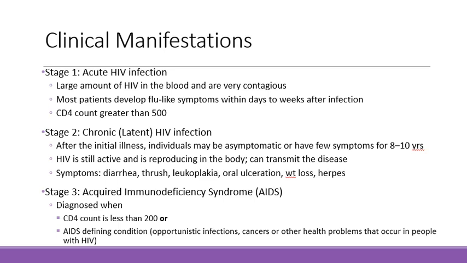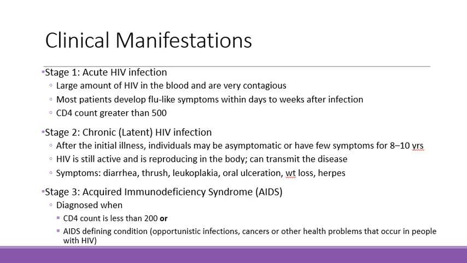Now, stage 3 is defined as acquired immunodeficiency syndrome, or AIDS. It is diagnosed when your CD4 count is less than 200 or you have an AIDS-defining condition. And these are opportunistic infections, cancers, or other health problems that occur in patients with HIV. So these are things that people with healthy immune systems do not get, and we see more in this population. So at stage 3, you have AIDS.